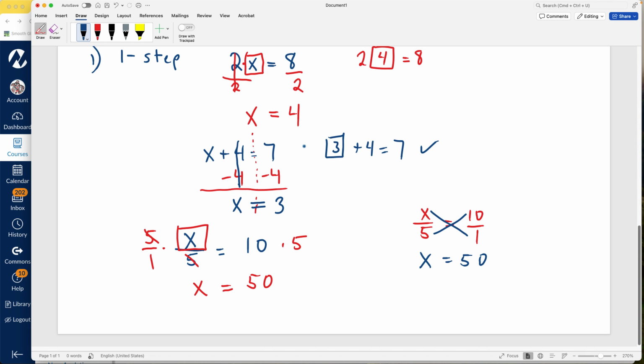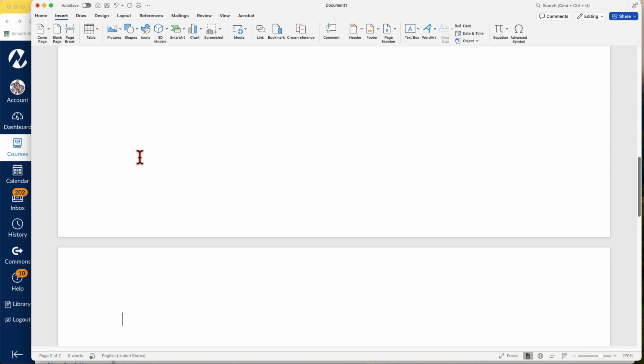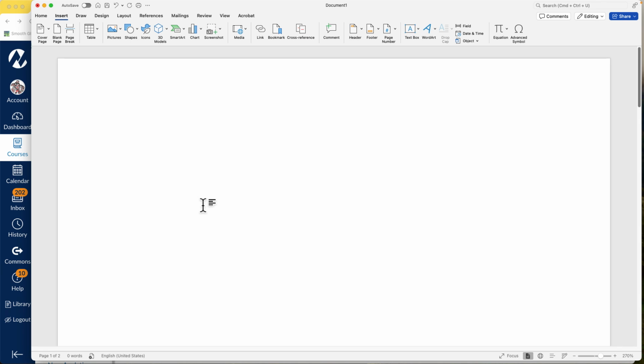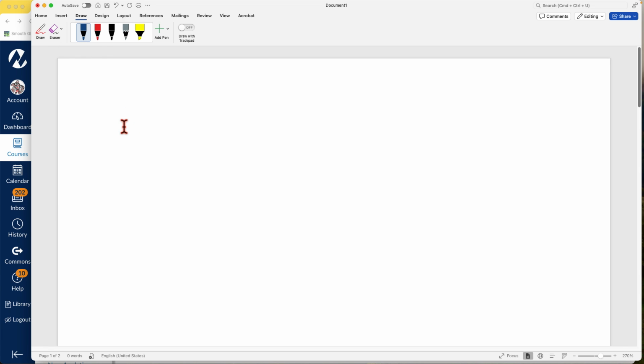Okay, let's go, I'm going to give myself another page. We'll go with what we call two-step equations. And so for these, let's take that first one. We have 3x plus 5 equals 7. We can solve this one. So you can see there's 2 steps now.